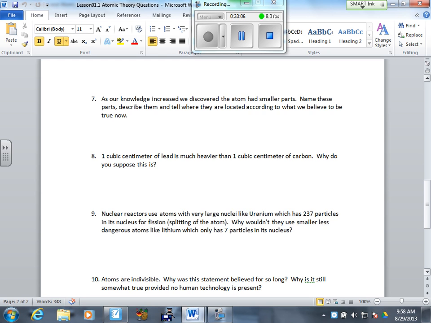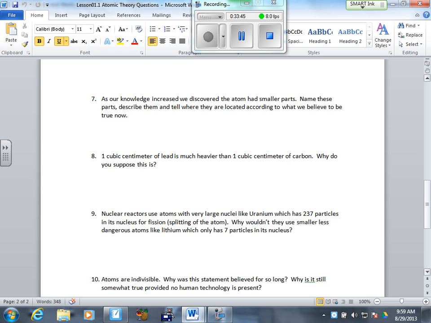Okay, number 9. Nuclear reactors use atoms with very large nuclei, like uranium, which has 237 particles in its nucleus for fission. Why wouldn't they use smaller, less dangerous atoms like lithium, which only has 7 particles? Right. Bigger target, easier to hit. What else about a bigger atom makes it easier to split? Yeah, the bigger the nucleus, the more energy is going to be released when it breaks.